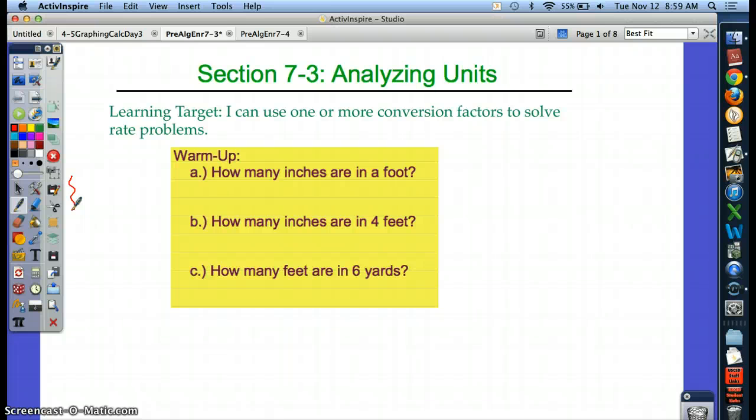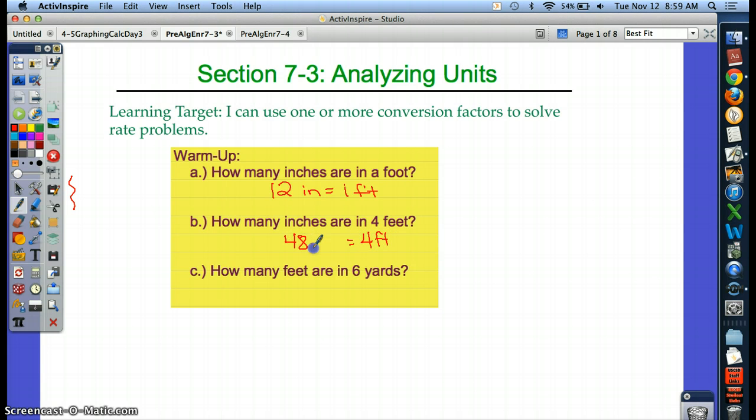So now that you've had your target written, and you have hopefully completed the warm-up, how many inches are in 1 foot? Well, there'd be 12 inches, right? 12 inches equals 1 foot. We're going to use this idea today to create a conversion factor. How many inches are in 4 feet? Well, if there's 12 inches in 1 foot, then 4 feet would be equal to 12 times 4, which would be 48 inches.